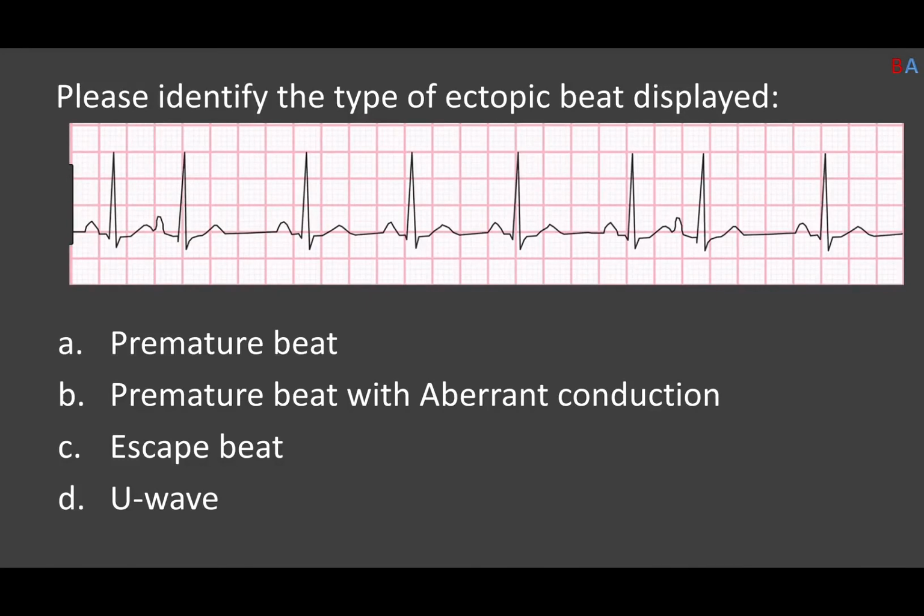Please identify the type of ectopic beat displayed. Well, which one are we looking at? Well, we've got one here, and we've got one here. And those appear to be on the early side, happening sooner than they should. So at that point, we're not dealing with an escape beat. We're not really looking at U waves. We're looking at premature beats. And at that point, we have to ask, is it aberrant conduction? And I would say no, because your QRS looks essentially identical to the one before it. So at that point, I would say this is just a premature beat.